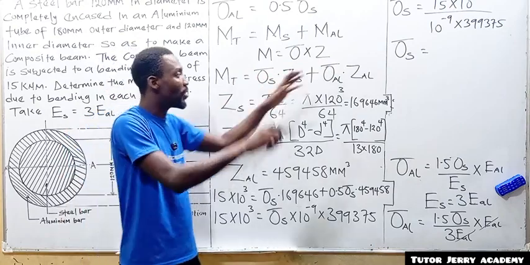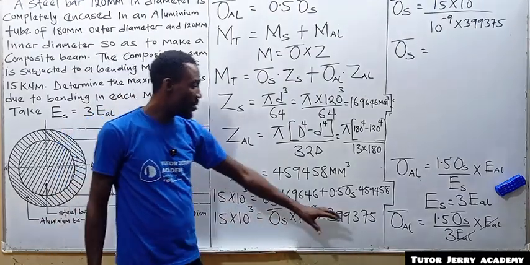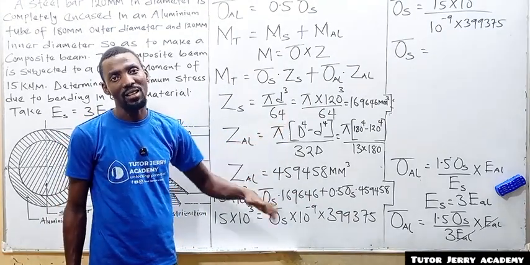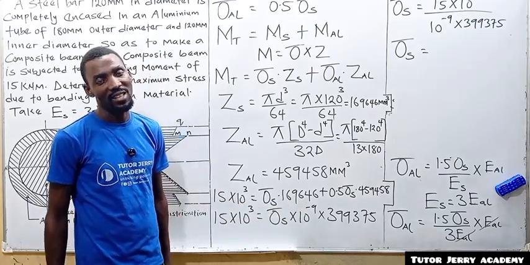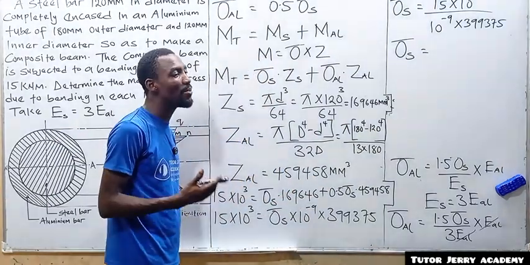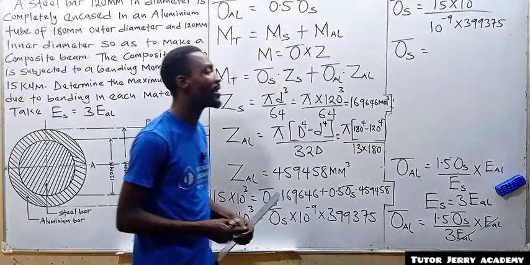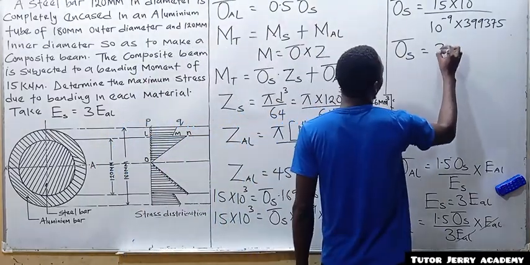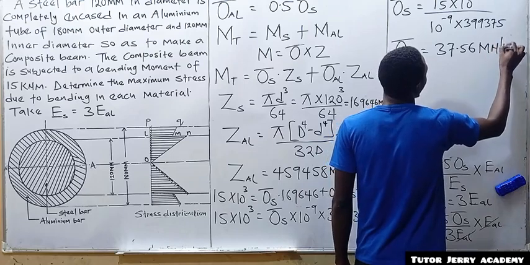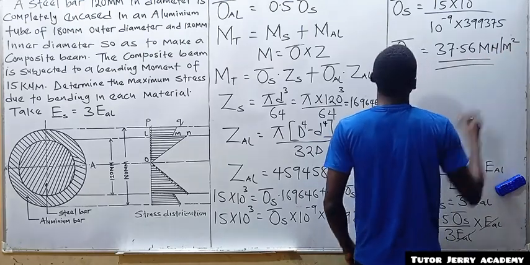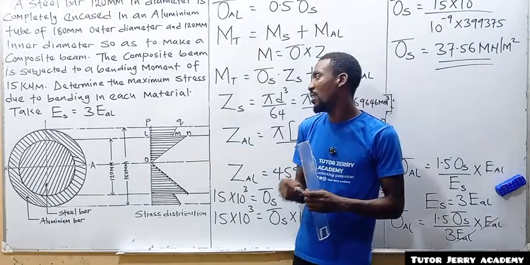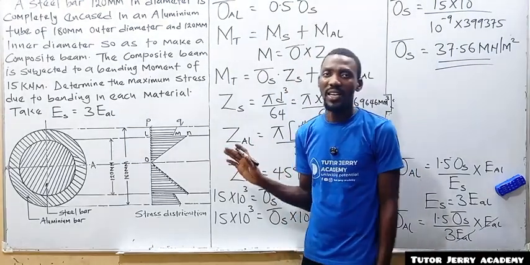So by the time you press your calculator and you observe that maybe you are getting a different value from us, just convert that value to be in meter. You'll see that you get what is here. Is that clear? All right, so by the time you divide this by this, your answer is going to be 37.56 meganewton per meter square. So this is the solution to the above question, and I hope you have really learned something from this lecture.